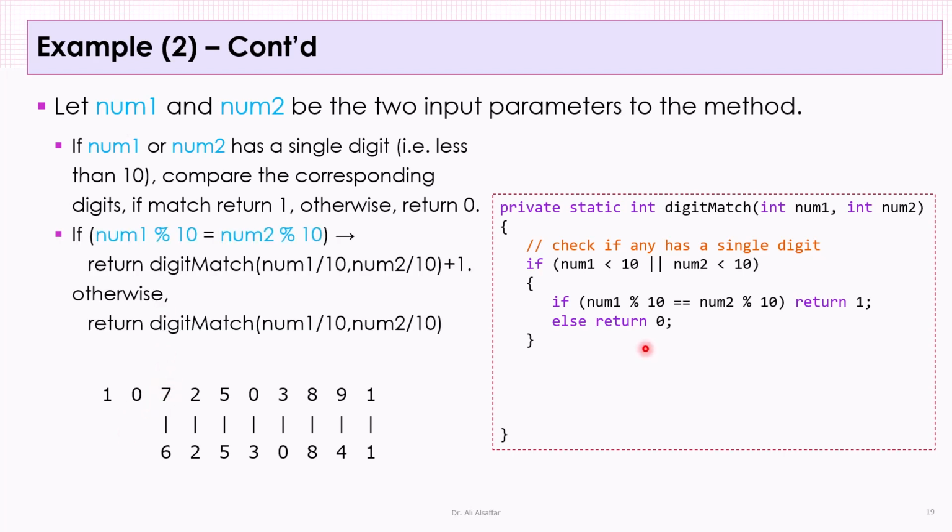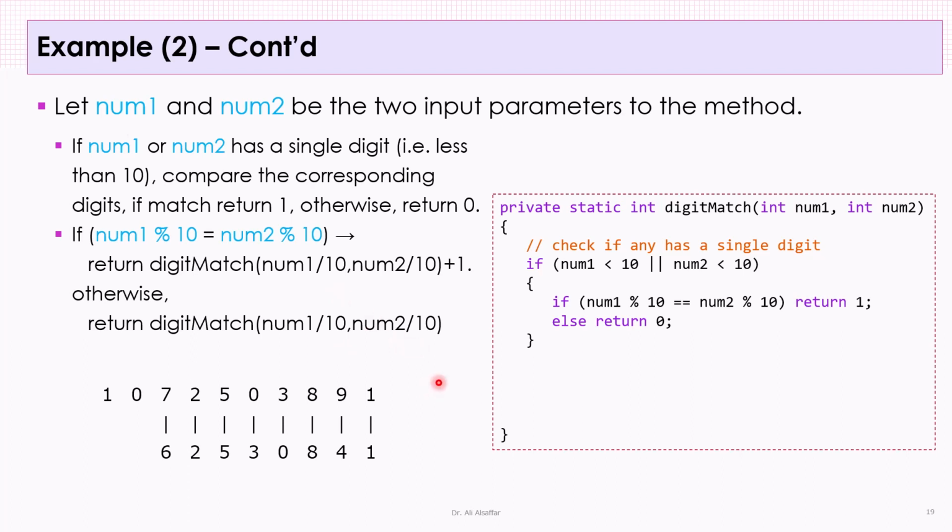Now for the recursive call, we need to compare the two rightmost digits for both numbers. If they are equal, then we are going to call the method recursively after removing the rightmost digits for both numbers, plus 1 because we have a match. Otherwise, we call the method recursively after removing the rightmost digits for both numbers, but this time we don't add 1 because we don't have a match.